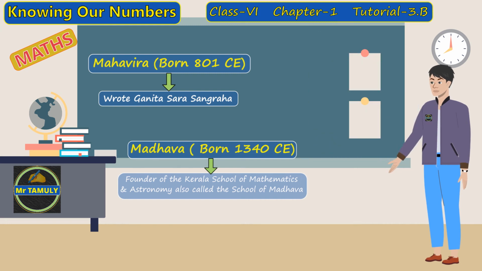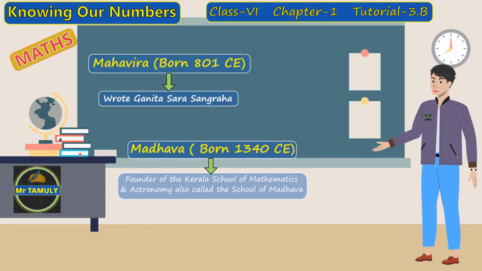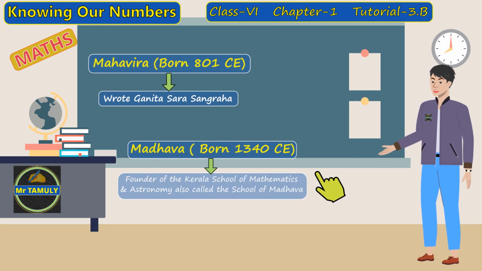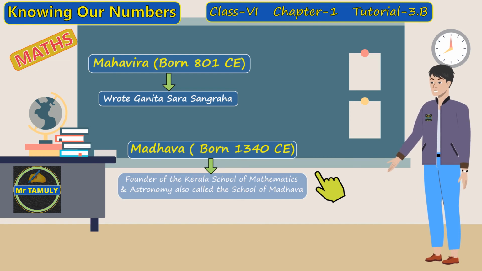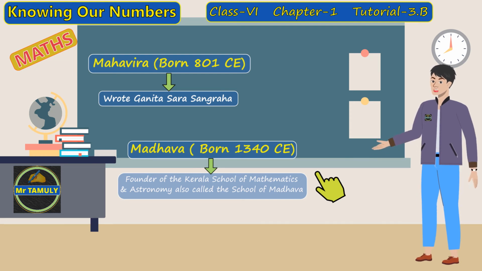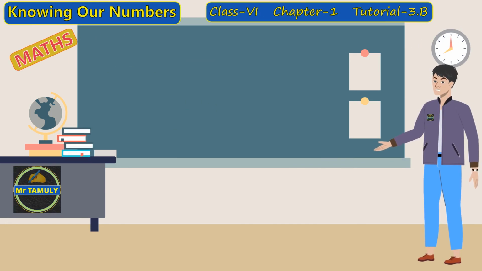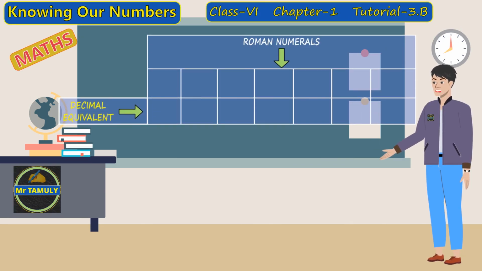The other ancient Indian mathematician that I would like you to learn about is Madhava of Kerala, who was a great 14th century CE mathematician and astronomer. He was the founder of the Kerala School of Mathematics and Astronomy, also called the School of Madhava. We shall now conclude this third tutorial by getting a brief introduction to Roman numerals.